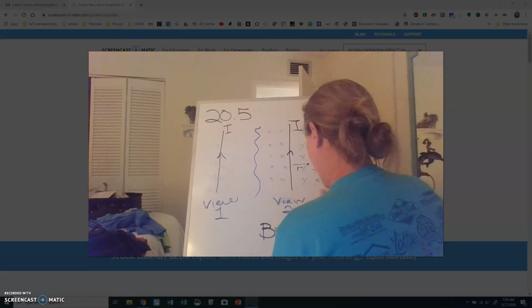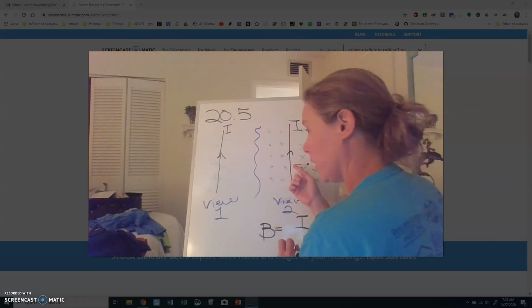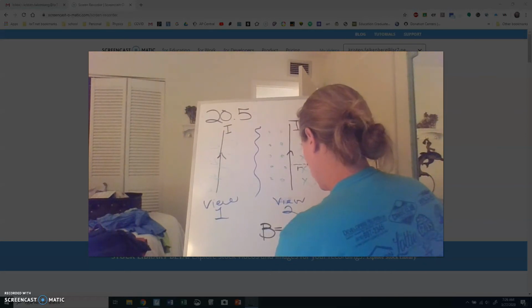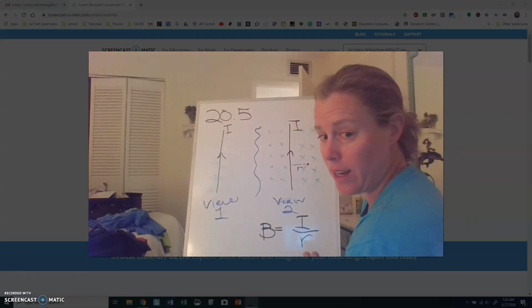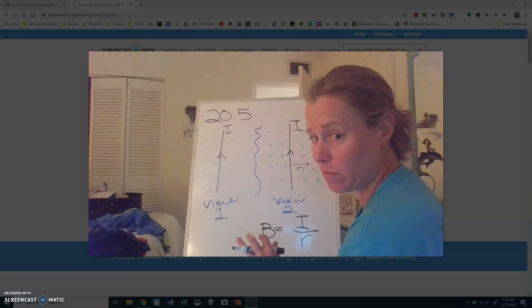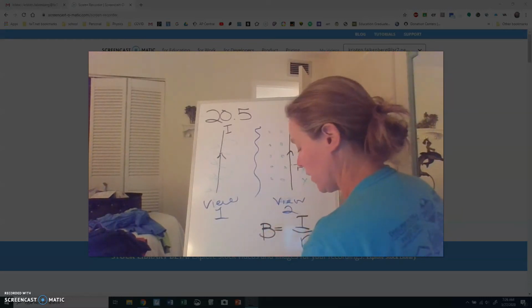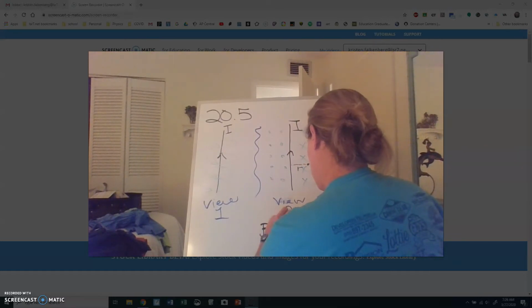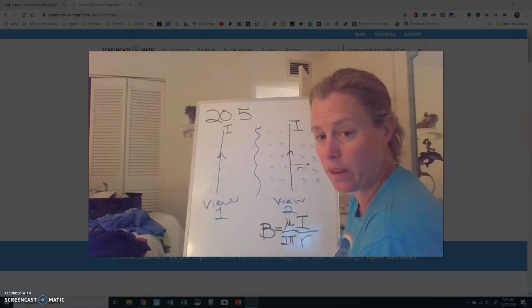And so reduce the radius, increase the field. That is an inverse relationship. Now that's a proportionality statement, but they've got some constants that go through it. And that was mu naught over 2 pi, okay?